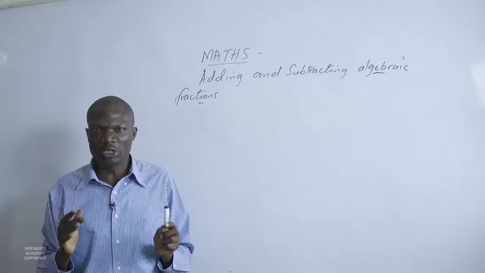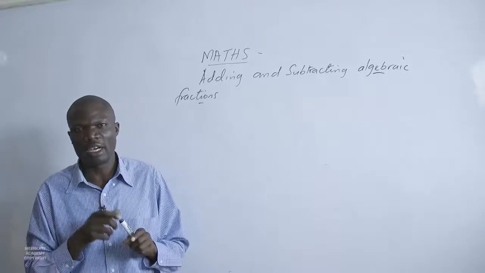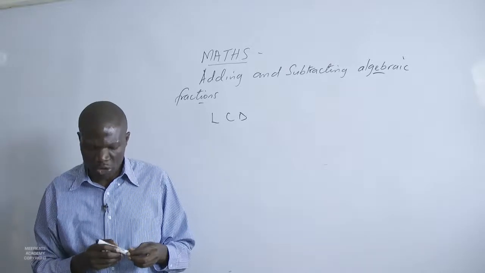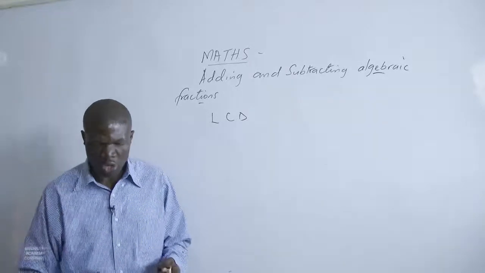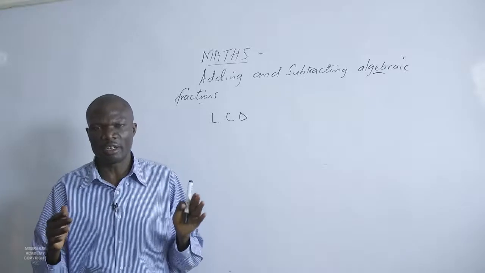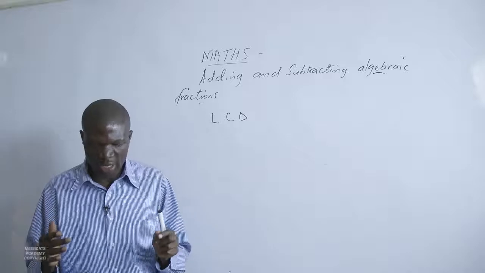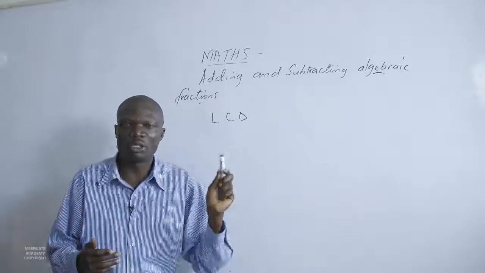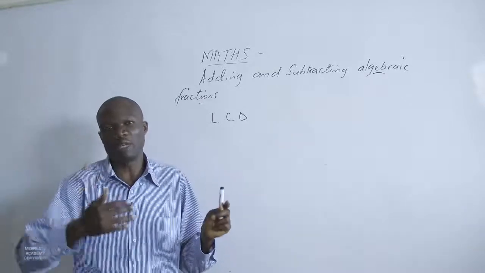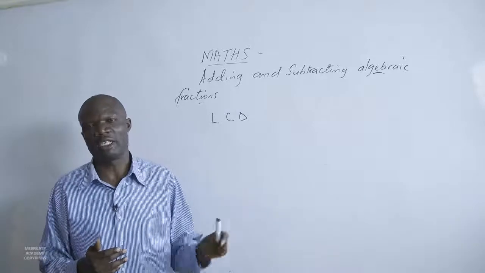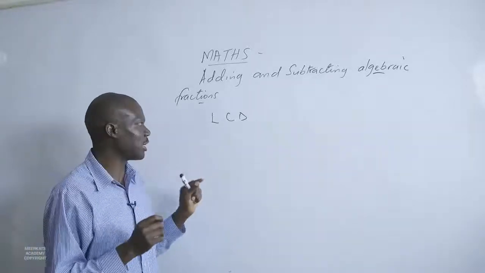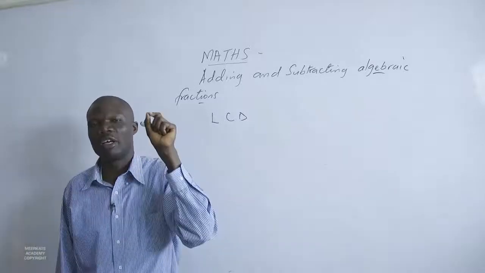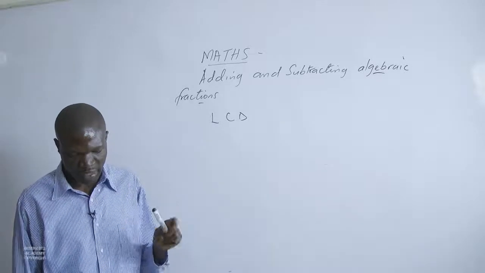Two, we must know how to find what we call the LCD. LCD stands for the lowest common denominator. Why? Because when we have two algebraic fractions, and the denominators are not the same, we shall be required to find the lowest common denominator, which is simply the least multiple of the two denominators. So the least common denominator must be found when we have different denominators.